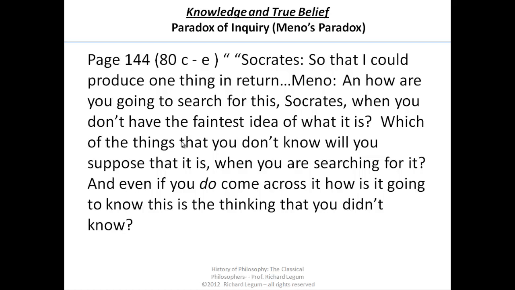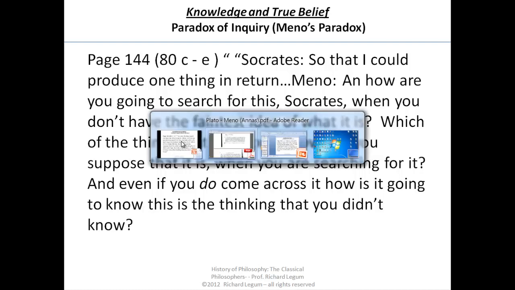Okay, now I want to turn to the paradox of inquiry, Meno's paradox, which Socrates is going to solve in a pretty peculiar fashion. Before even talking about the paradox, you notice I'm saying we're looking at something written on page 144, and then I have this funny number, 80 C to E. That's something called a Stephanus number. It's named after the person who originally edited the Greek manuscripts.